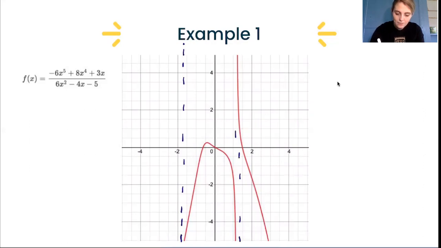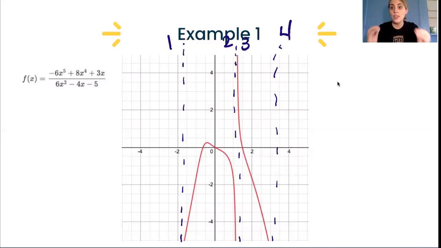On this line here, you see it approaching up and then you see it go back down. So what I'm marking are all the places where my graph is either approaching positive infinity or approaching negative infinity. So I'm going to call this 1, 2, 3, and 4. So each one of my polynomials has two ends.